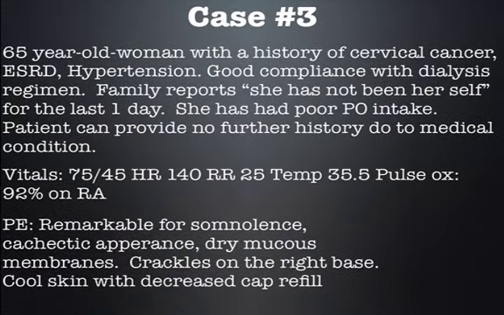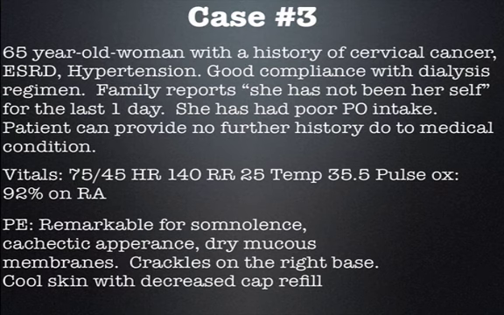Case number 3, this is a 65-year-old woman with a history of cervical cancer, end-stage renal disease, and hypertension. She has good compliance with her dialysis regimen. Family reports she had not been herself for the last 1 day. She has had poor PO intake. Patient can provide no further history due to the medical condition. Blood pressure is 75/45 with a heart rate of 140, respiratory rate 25, temperature is 35.5, and a pulse oximetry of 92% on room air.